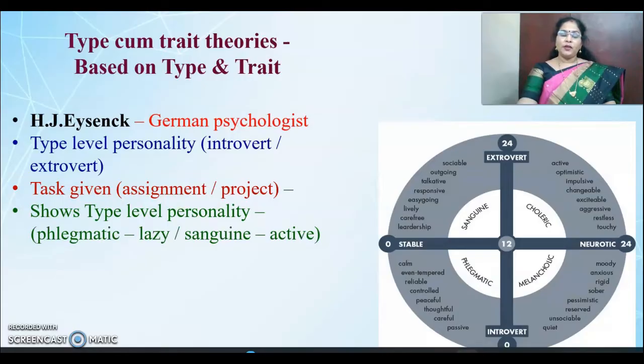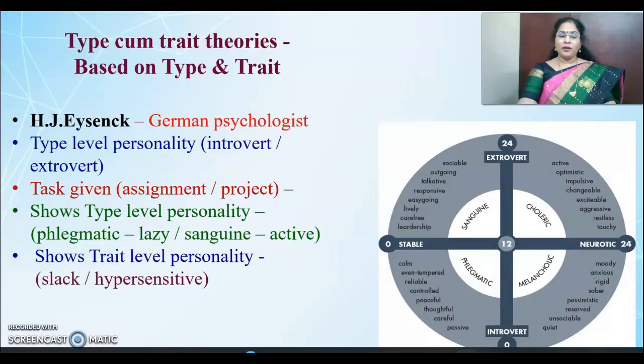One student A is very phlegmatic, that is very lazy. Another person is very active, that is sanguine. These two are the type level personality they show. Once after showing this type level personality, the assignment is asked by the teacher. Here comes the trait level personality. The one who was very lazy, he was very slack. But the one who was very active, he was hypersensitive, and he has completed the assignment or the project, and he has come up to the class and he is exhibiting.